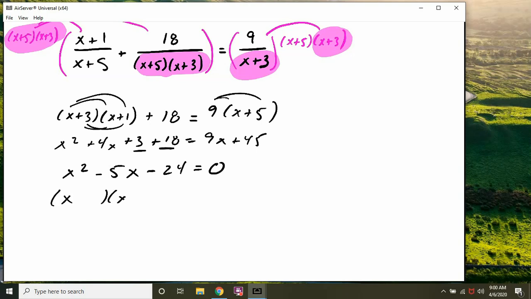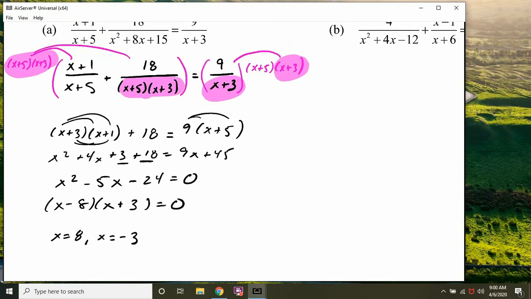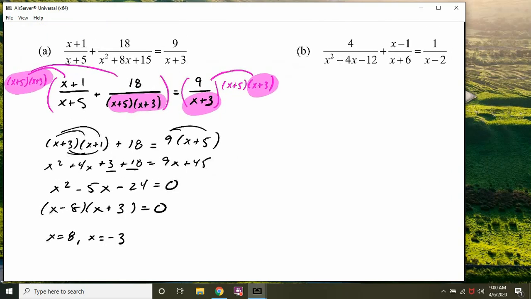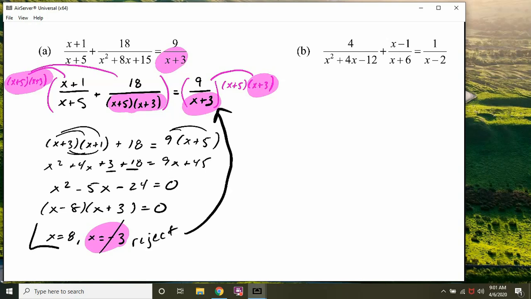And let's see, are we able to factor? I think so. Minus 8 plus 3. So here we're going to get two values. We're going to get x equals positive 8, and we're going to get x equals negative 3. But look at the original denominators, okay? If I got back a negative 5, that would give me a 0 in one of these. If I got back a negative 3, that's going to give me a 0 in one of my denominators. So we're going to reject that, okay? X equals negative 3 does give us a 0 in one of our original denominators. So we're going to reject that, and here we only accept x equals 8.